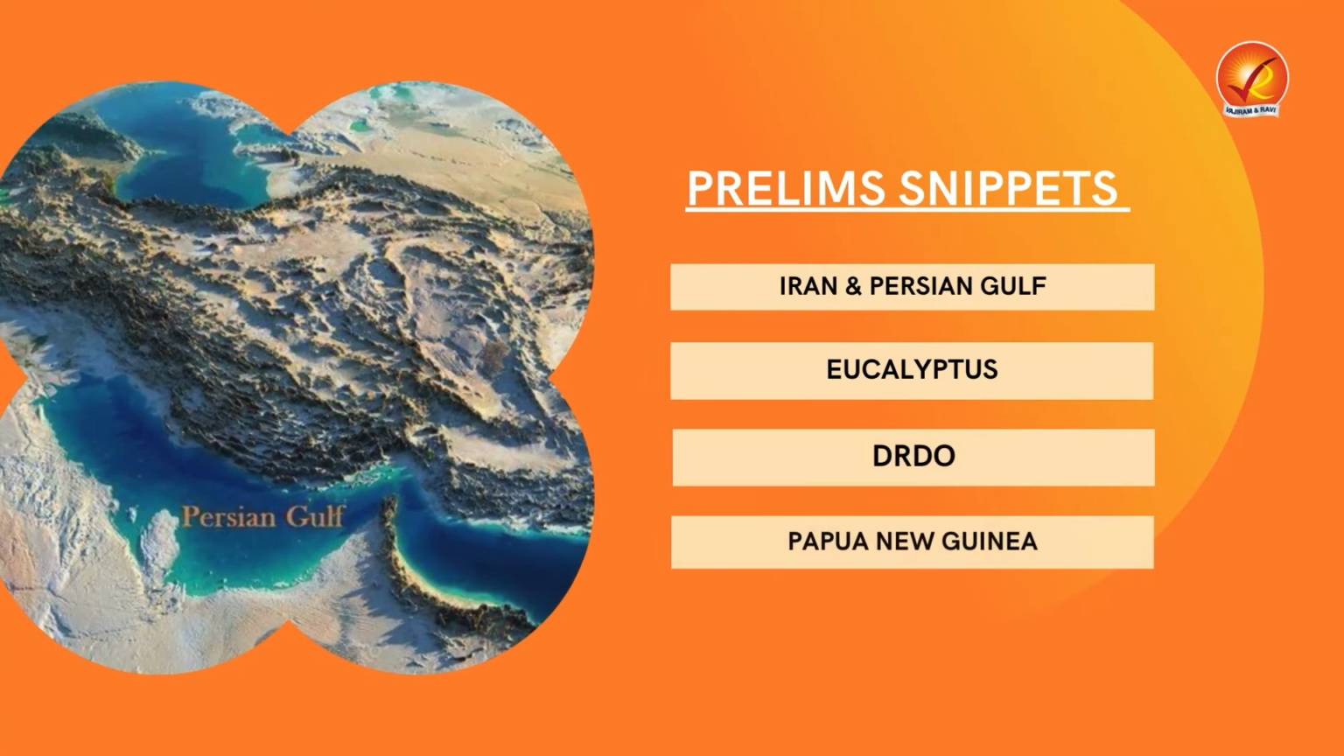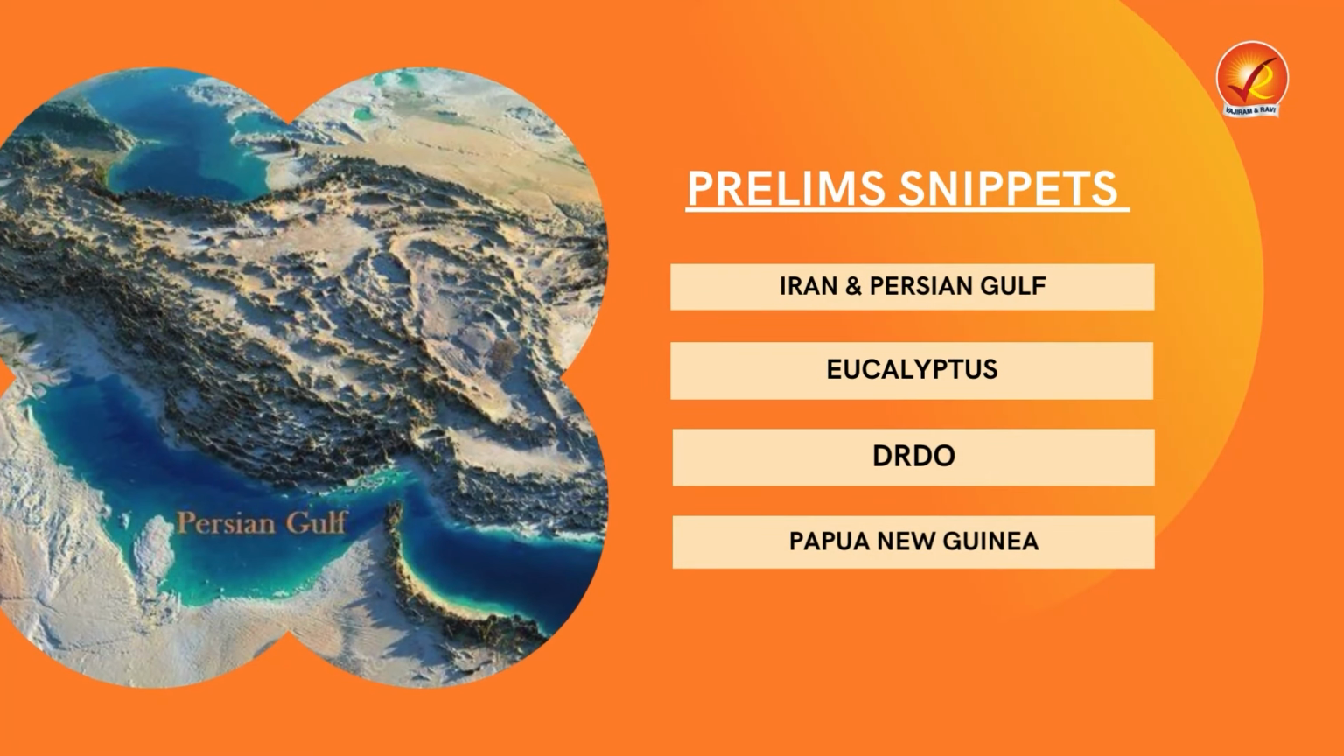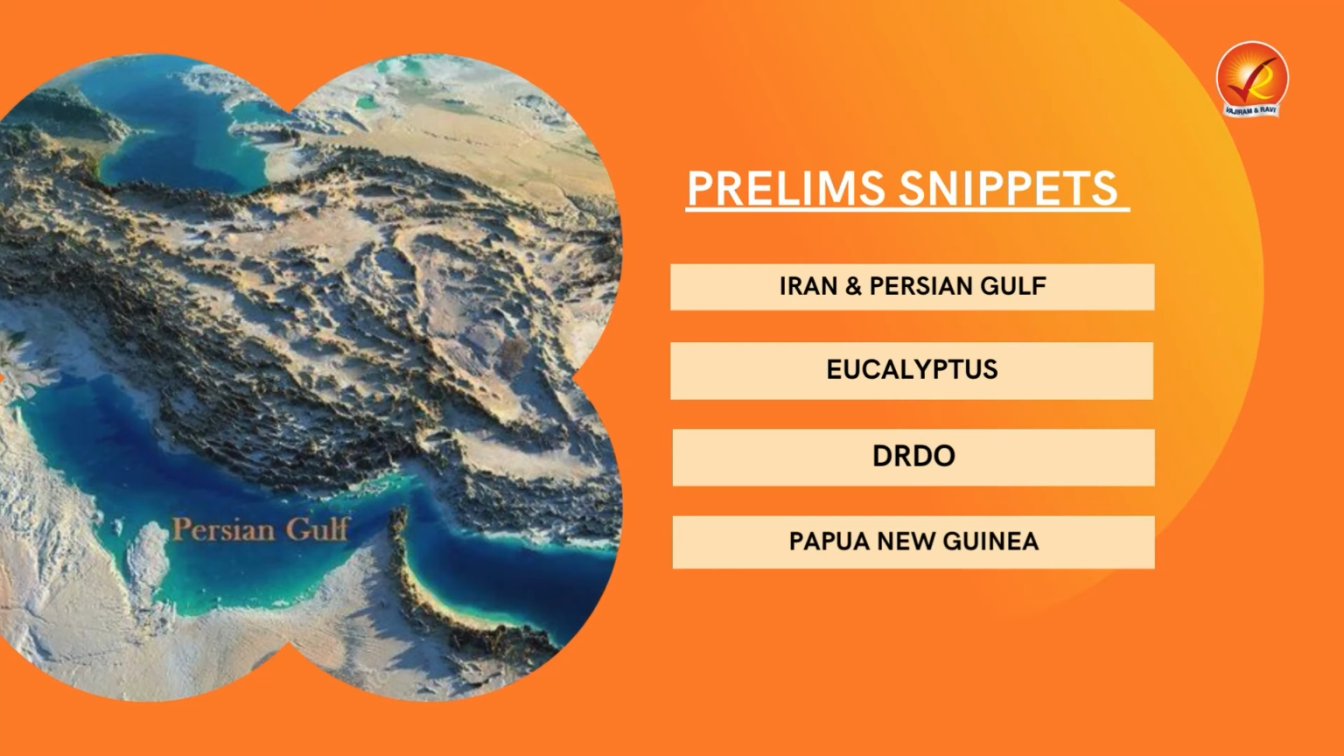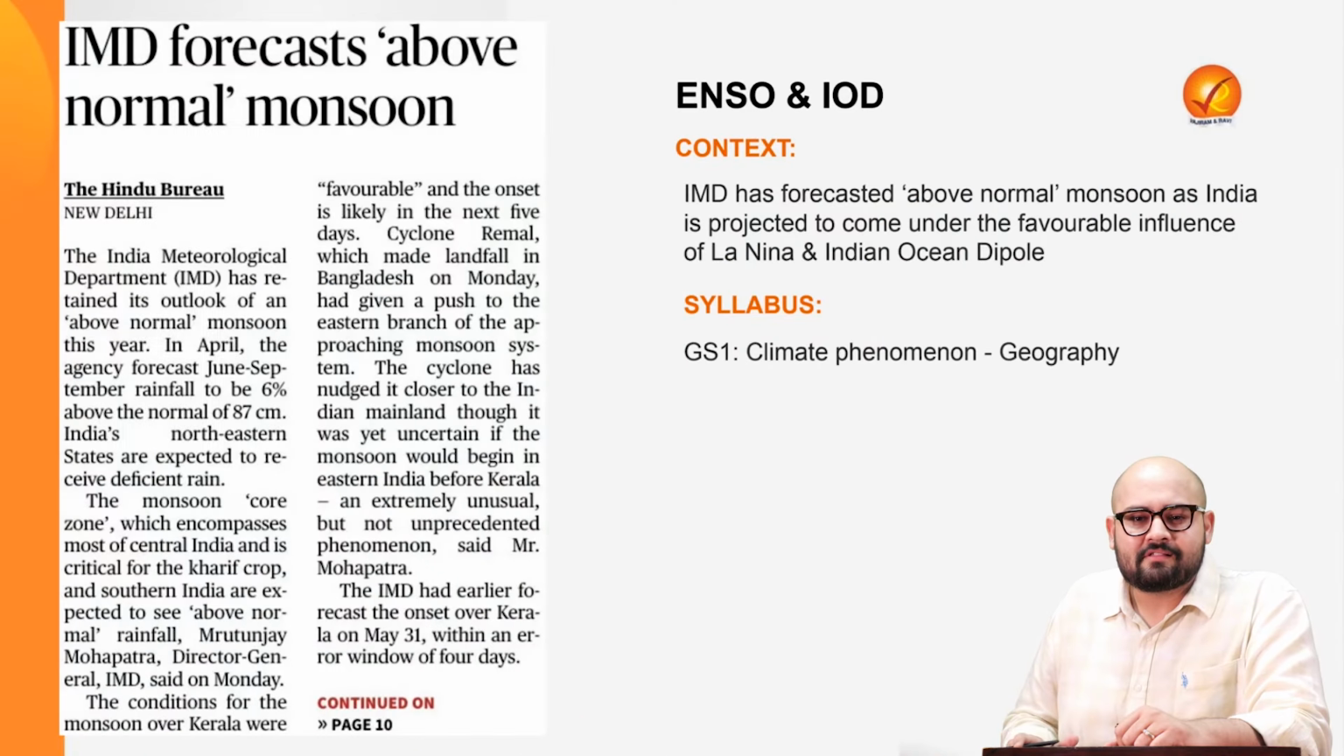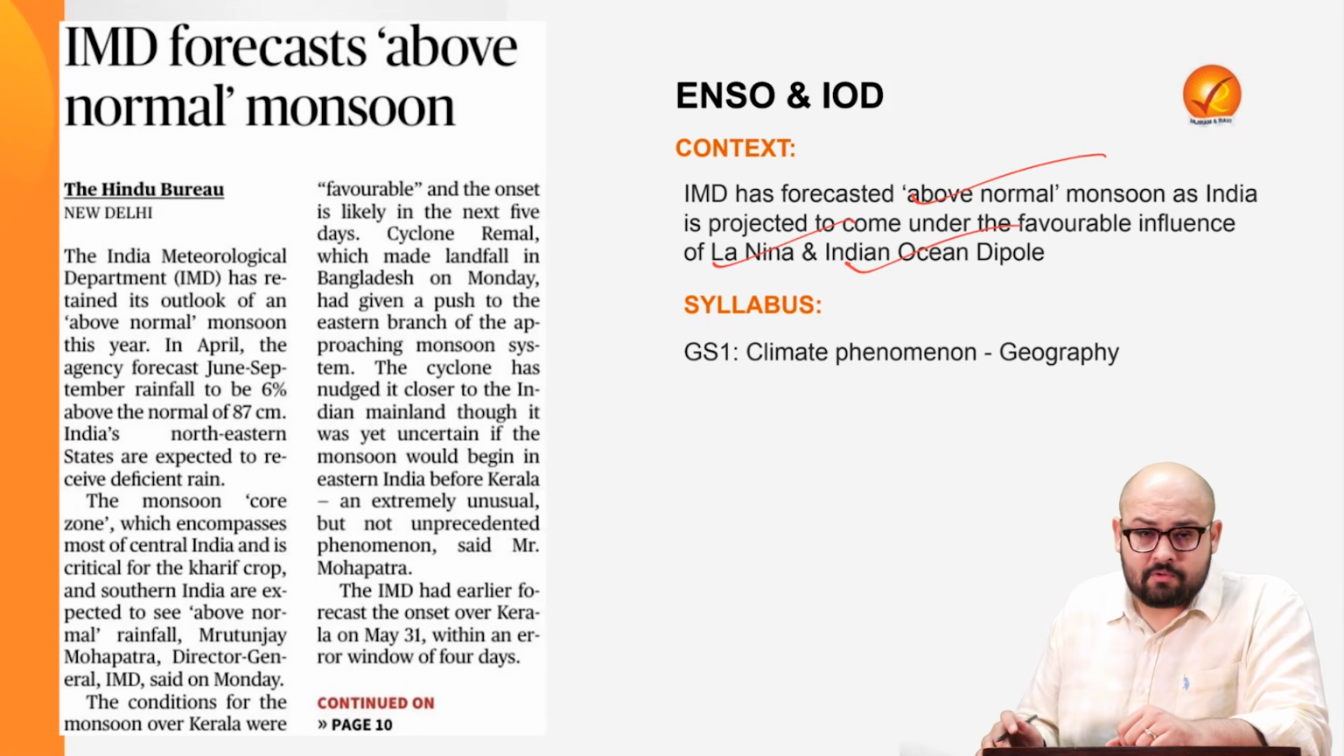Finally, in the Prelims Snippets section, we'll have a look at some of the very important articles for the upcoming prelims exam. Now, coming to the very first article of the day, we have good news from the Indian Meteorological Department, where the IMD has projected that India is going to have above normal monsoon rainfall this year, owing to the positive factors of La Nina and Indian Ocean Dipole.